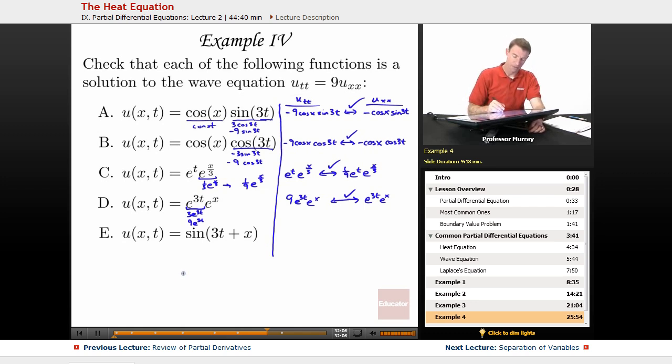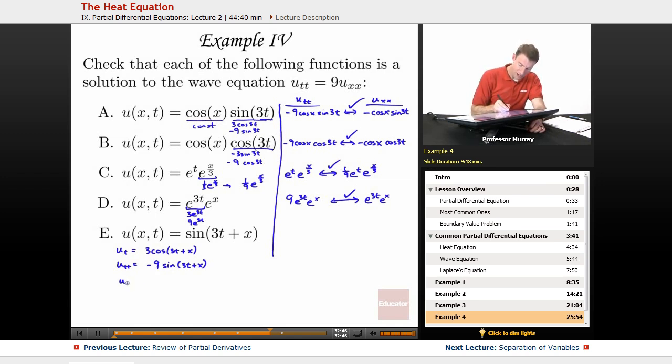Finally, in our last one, we have u of x,t is equal to sine of 3t plus x. Let me calculate that one out a little more carefully. u sub t is equal to, the derivative of sine is cosine of 3t plus x, times 3, the derivative of the inside. And then u sub tt is, the derivative of cosine is negative sine of 3t plus x. Now we get another 3 popping out, so 3 times that first 3 would be 9.